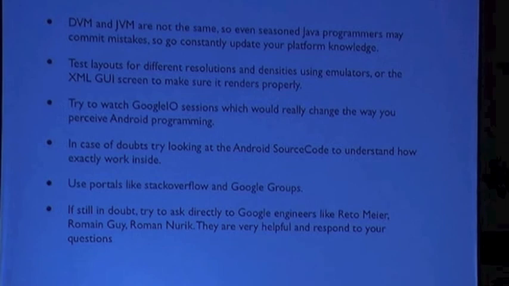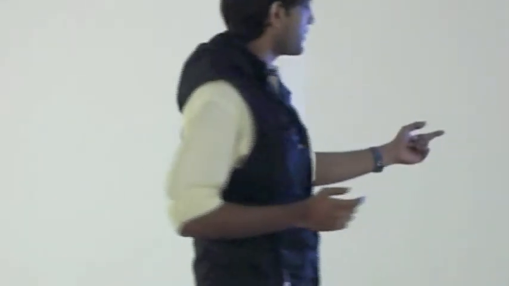And one more important thing is, when you are in doubt, you can actually call up these guys. You can ping them on Twitter or on Google Plus. If you really have some problem, like my list is not working properly, this is what happens to me, you can contact Romain Guy or Romain. They actually respond to your queries if you have real issues, and they'll give you answers.